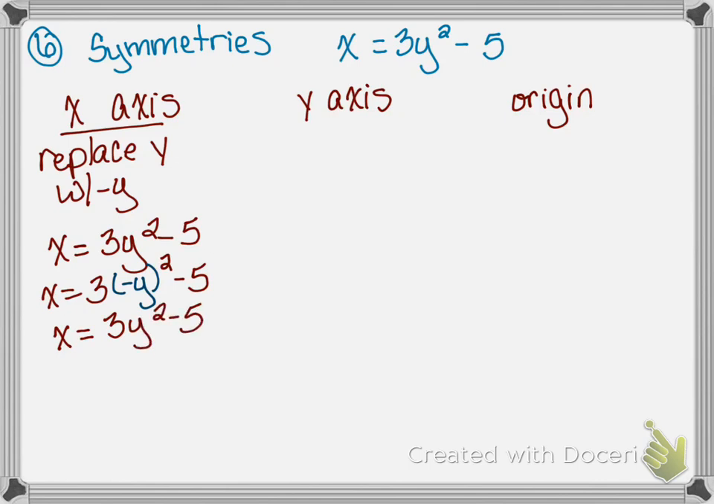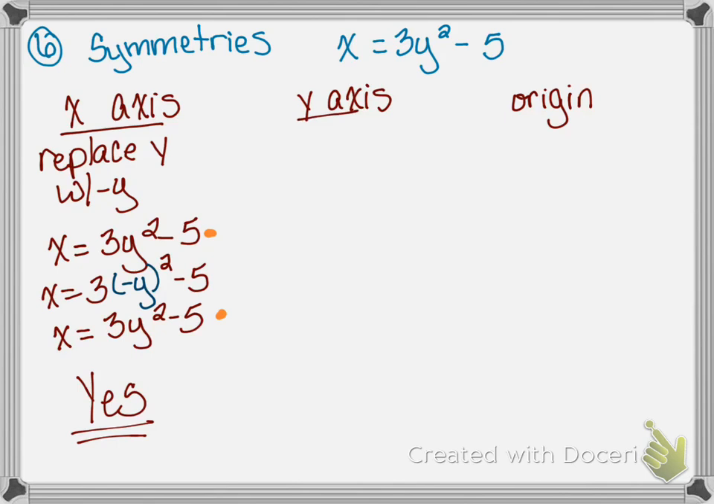So what I did here is I took out my y and put in a -y. Then I simplified it. And because I got exactly the same thing that I started with, this is symmetrical across the x-axis. If we graphed this and folded along the x-axis, the two parts of the graph would be on top of each other. So this particular graph, or equation, is symmetrical to the x-axis. The answer to this is yes.